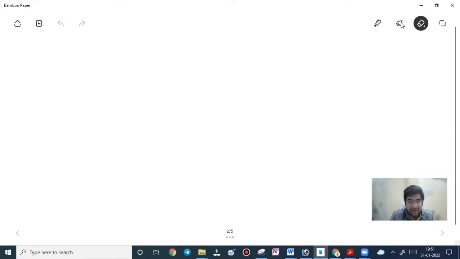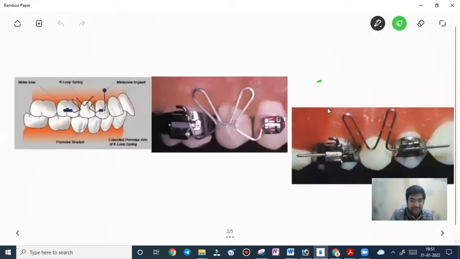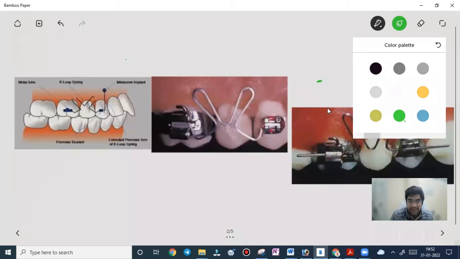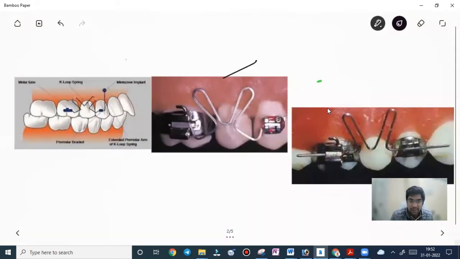So what is the function of this K loop? This K loop will provide force and moment. This one is the K loop. It provides the force and moment, whereas the Nance palate is used to resist anchorage loss.